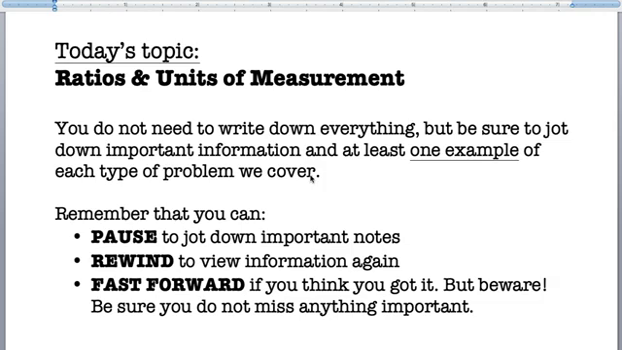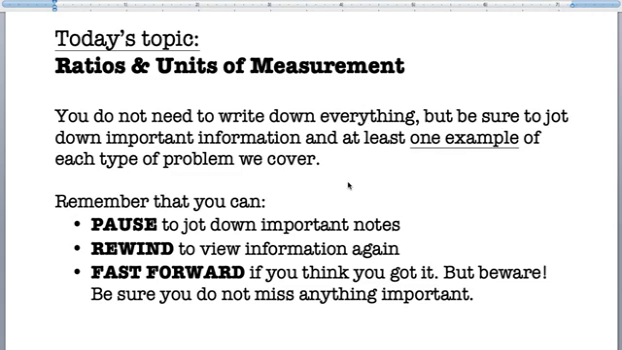As a reminder, you do not need to write down every single thing that I talk about in this video, but be sure to jot down important information and at least one example of each type of problem that we cover. Remember also that you can utilize the pause button to jot down important information or notes before moving on, the rewind button to view information again, and the fast forward button if you think you got it. Just be careful that you're not fast forwarding too much and you miss out on something important.